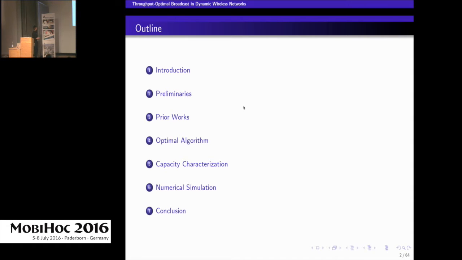Then I'll describe a throughput optimal algorithm that we actually designed for dynamic wireless networks. And then I'll detail some capacity characterization of wireless broadcast capacity that just falls out as a consequence of our algorithm. And then I'll show some numerical simulation. Finally, I'll conclude my talk with some pointers to future work. Okay, so let's get started.